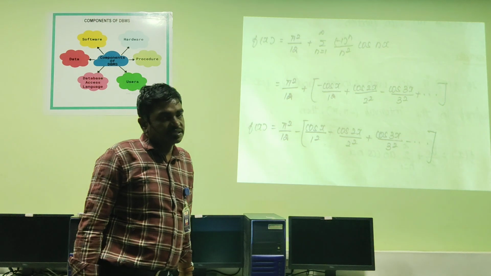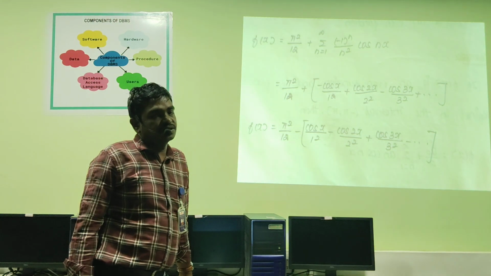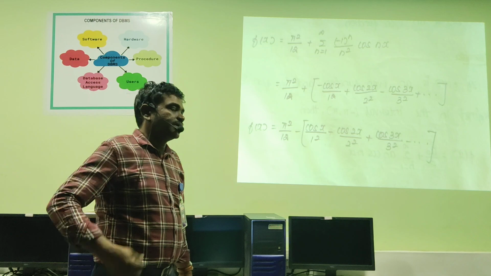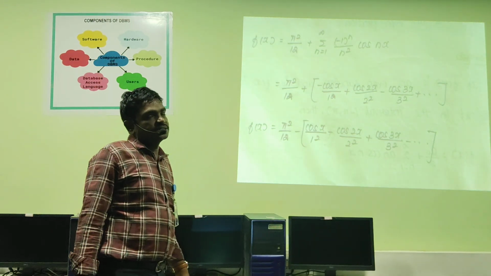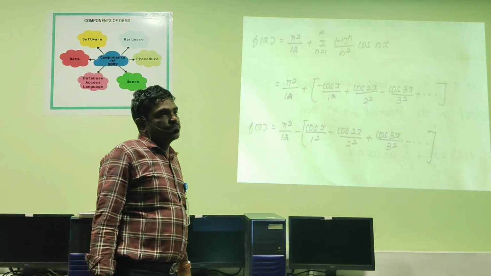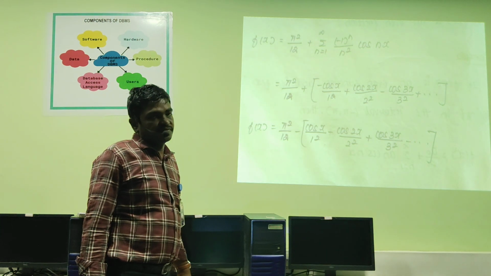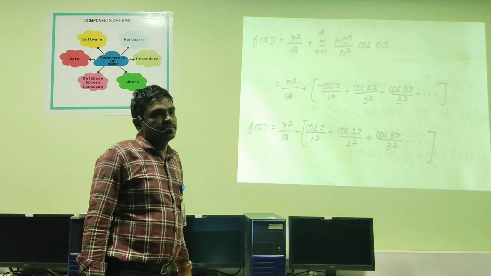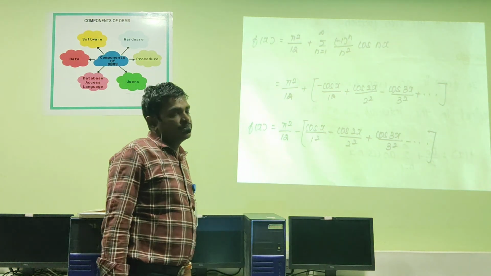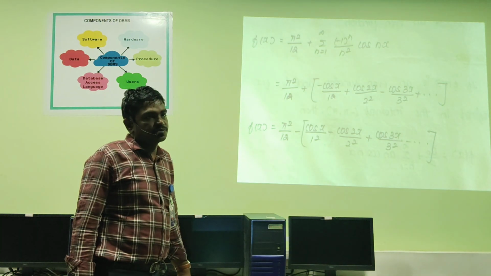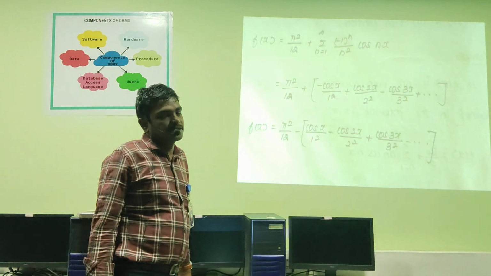So in the 3 cases we can use the general formula f of x equal to a0 by 2 plus sigma n equal to 1 to infinity an cos nx plus sigma n equal to 1 to infinity bn sin nx, where a0 is 1 by pi integral minus pi to pi f of x dx, an equal to 1 by pi integral minus pi to pi f of x cos nx dx, and then bn equal to 1 by pi integral minus pi to pi f of x sin nx dx.